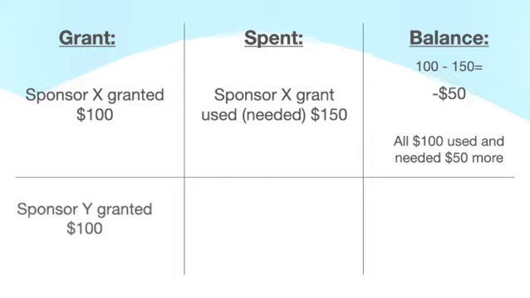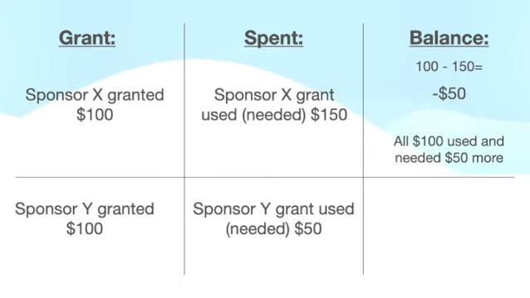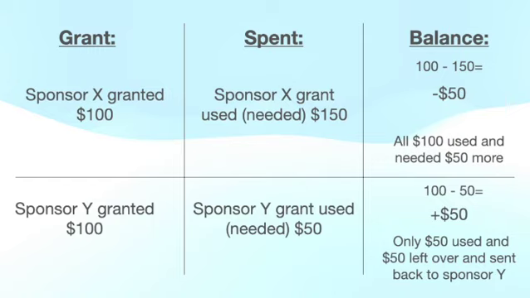But they used all of the $100 that was donated. Here's another example. Sponsor Y grants $100. Sponsor Y grant that is used is $50. So we have 100 minus 50, and we have a balance of positive 50. Anything that is left over from these research grants then gets sent back to the sponsor. So $50 is sent back to sponsor Y.